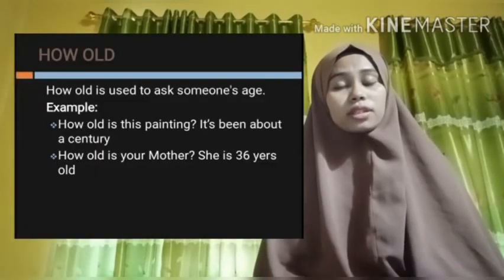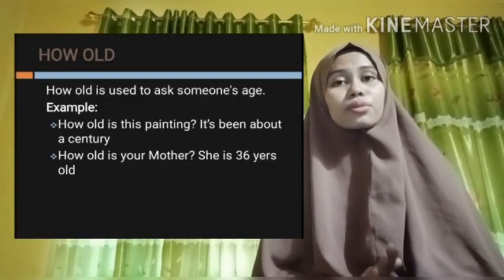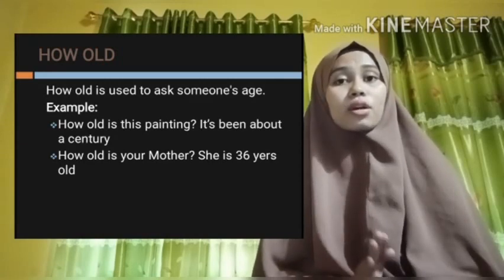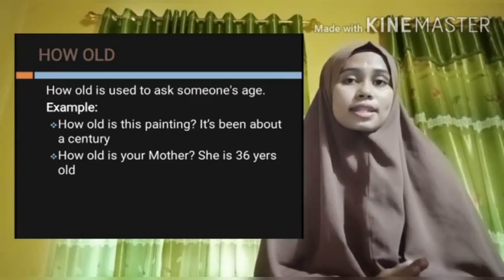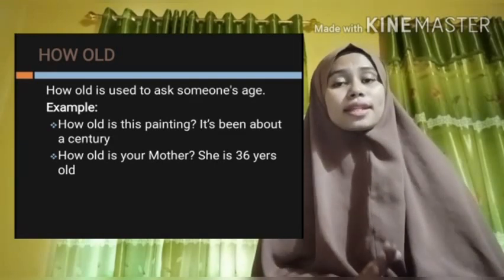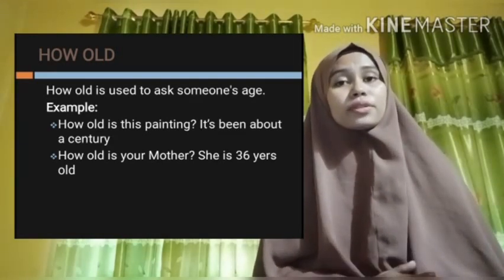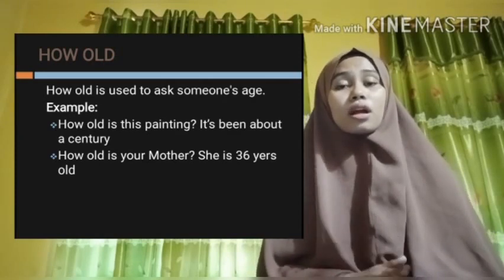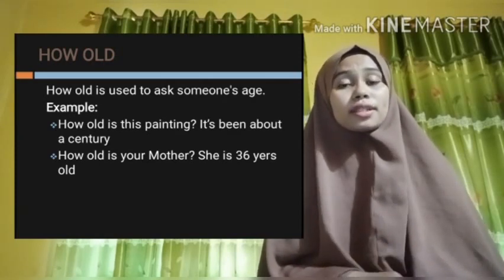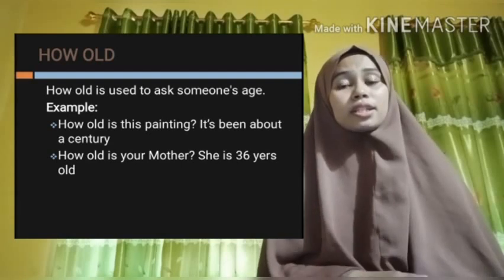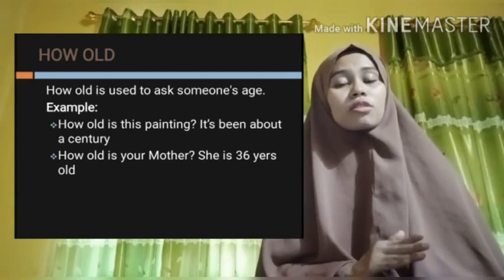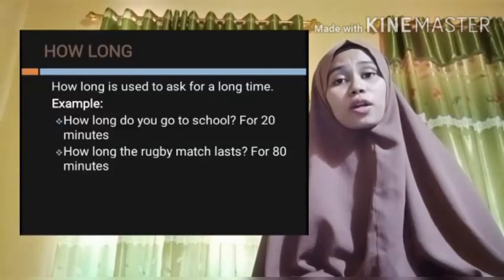Okay, next, how old. How old is used to ask someone's age. For example, how old is this painting? It's been about a century. Another example, how old is your mother? She is 36 years old.